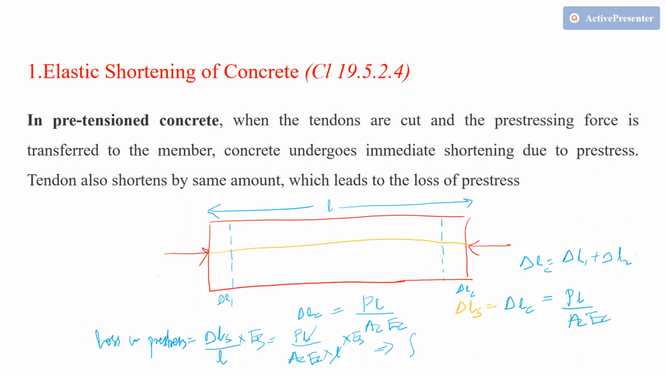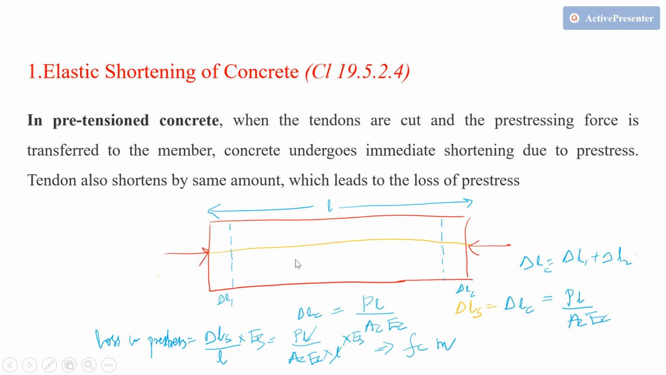I'll denote it as fc, the stress at the level of steel, into Es by Ec, which is called the modular ratio, that is m. I'll denote it by m. That is, I can write the loss in pre-stress due to elastic shortening of concrete is equal to m into fc, where fc is the stress in concrete at the level of steel. So this I have discussed without eccentricity, with respect to the tangent exactly at the neutral axis.